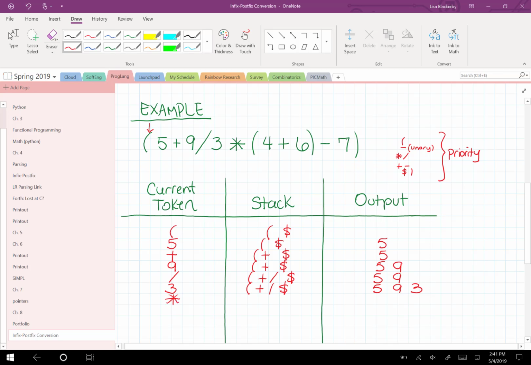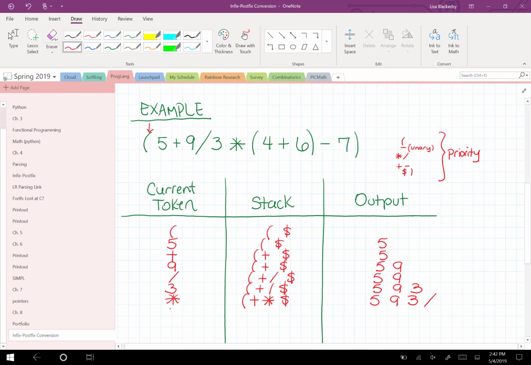Multiply. Okay, so notice when I put this on the stack, the divide and multiply are the same level of priority, so we can't do that. They can't be together on the stack. So what we do is we pop off the divide that's already there, and we push the multiply onto the stack. We're popping off the divide because it was there already, so it gets popped off first.